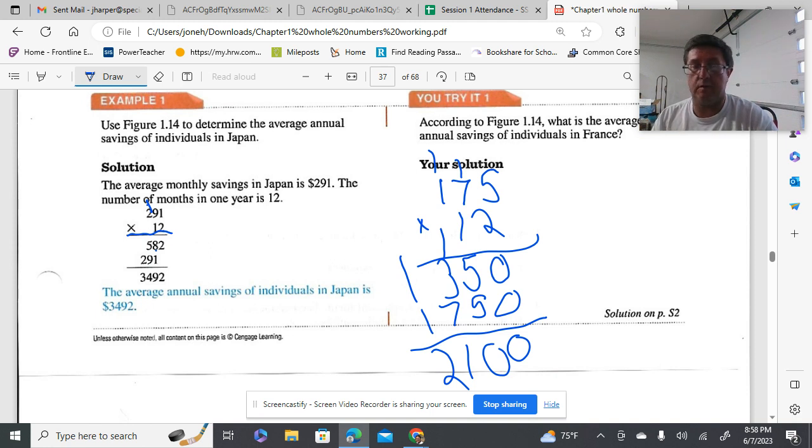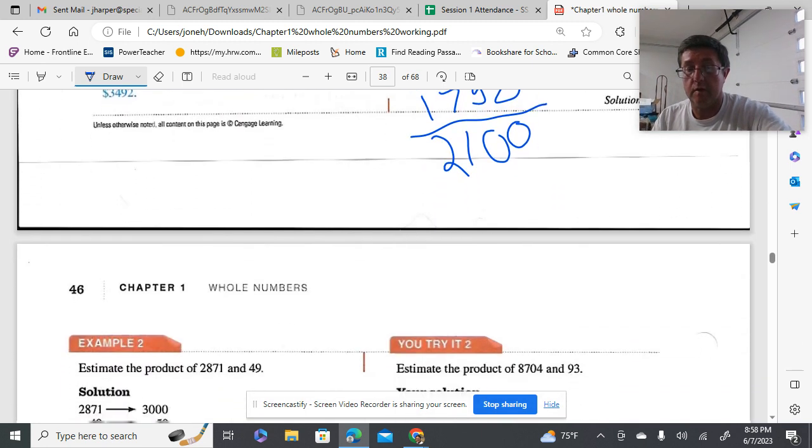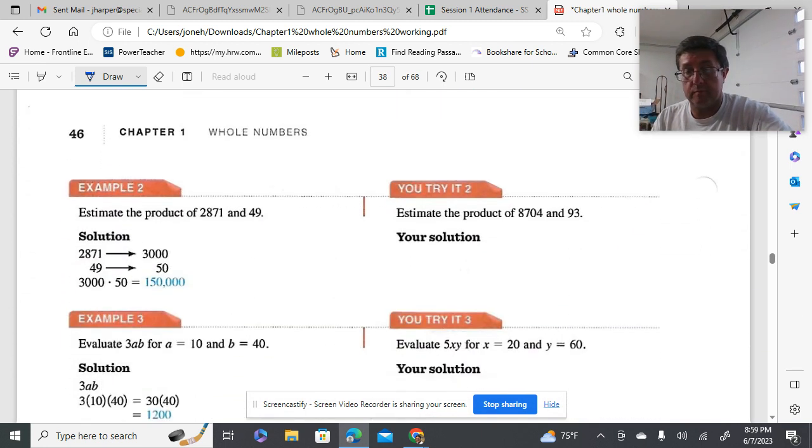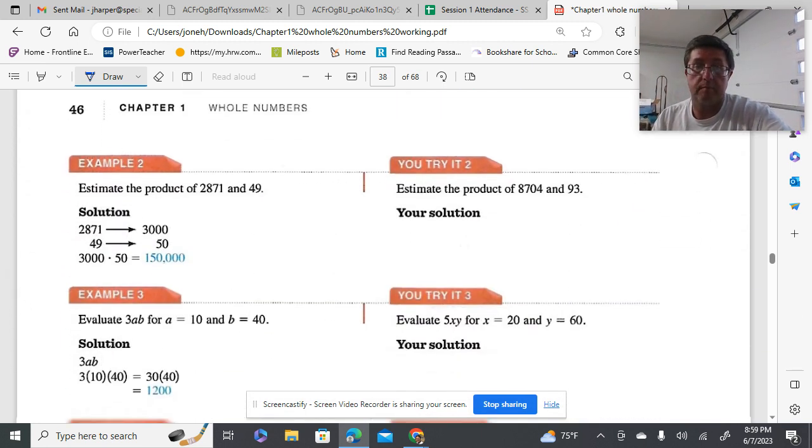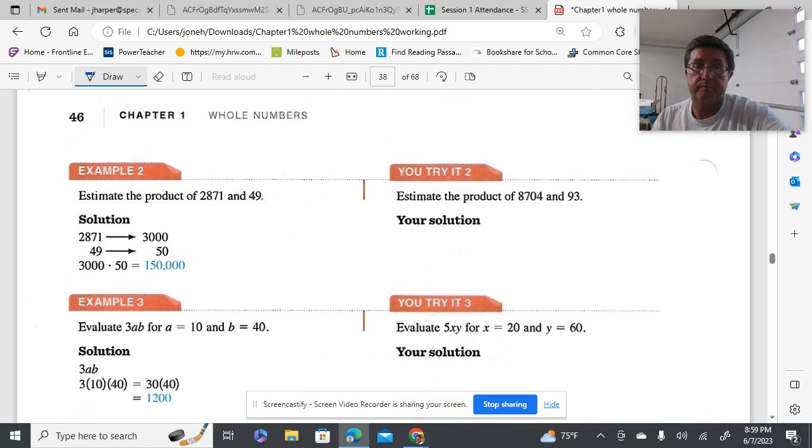which might seem like not a lot of money for a whole year of savings, but a lot of people don't do that much. So, whole numbers. So, it wants to know estimate the product of 287 and 49.